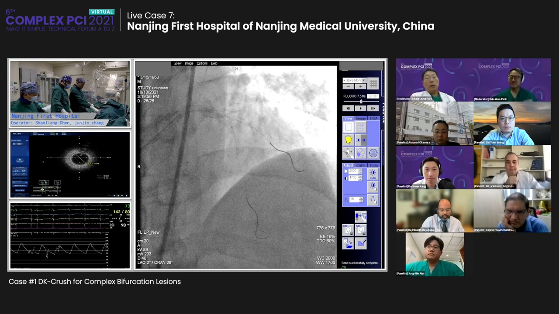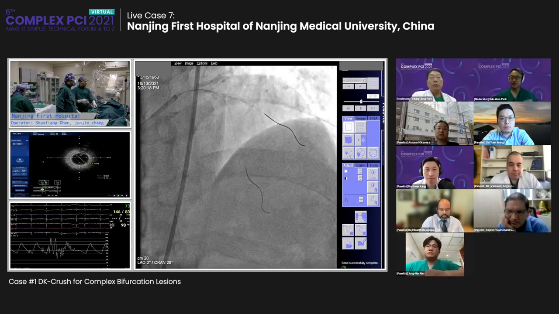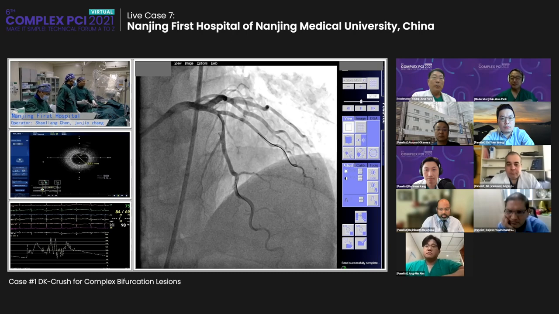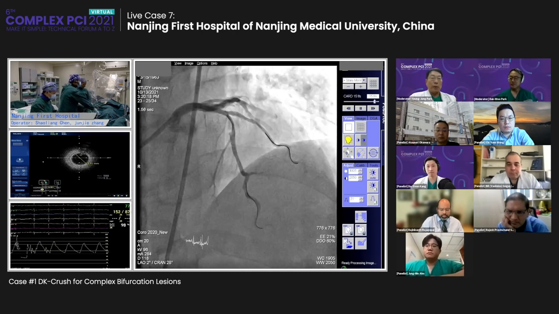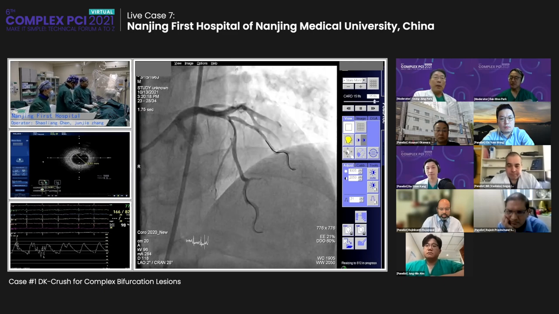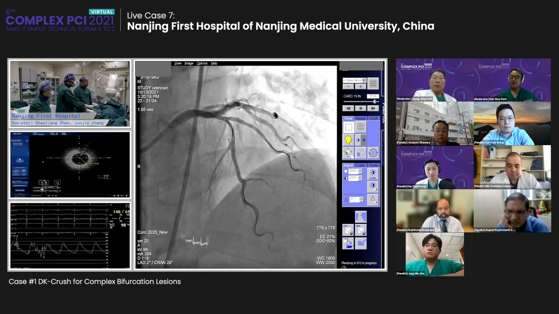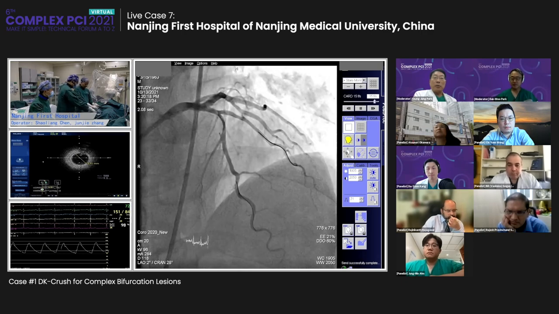Dr. Chen, could we use a 3.5 non-compliant balloon from the beginning, for balloon crushing with a small pullback, and technically high pressure in the proximal part?